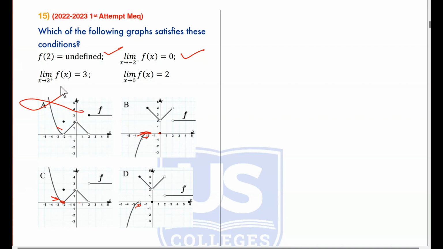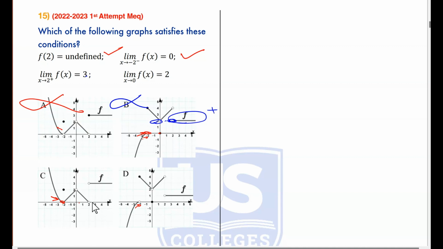Let's move on and use the other information. The limit as x approaches 2 from the right is 3. 2 from the right. Which part is right? This part is right. So what is the corresponding point at this part? This one, whose y value is 2, not 3. It is 2, so this is wrong. This option is wrong for this information.